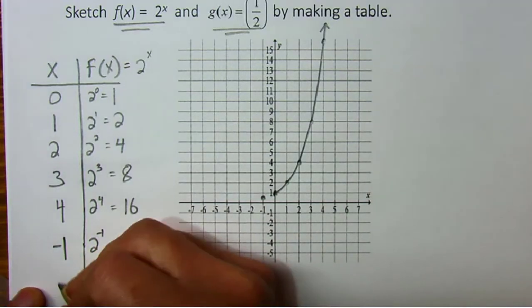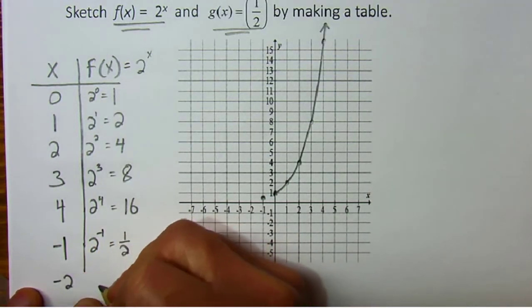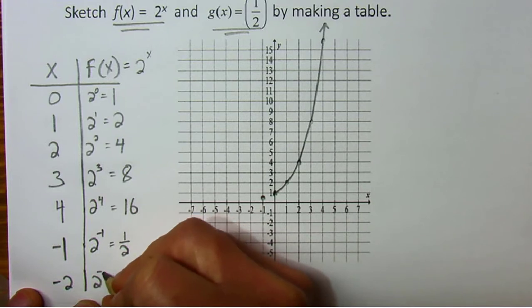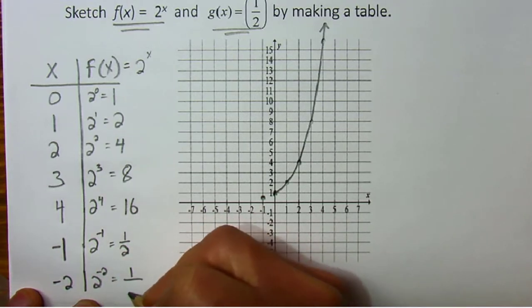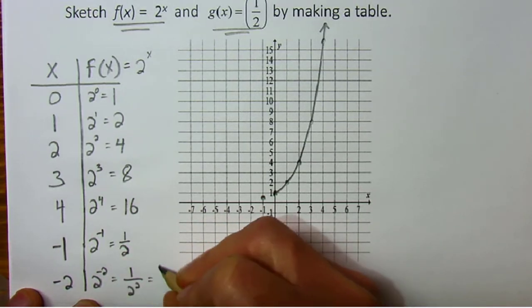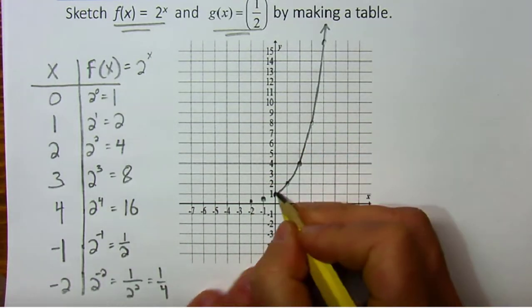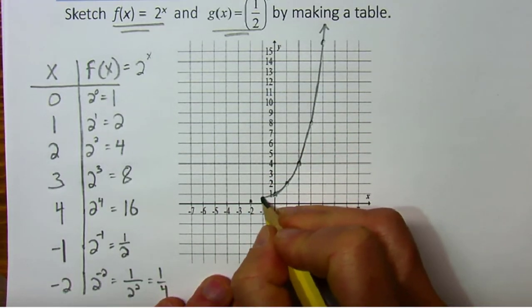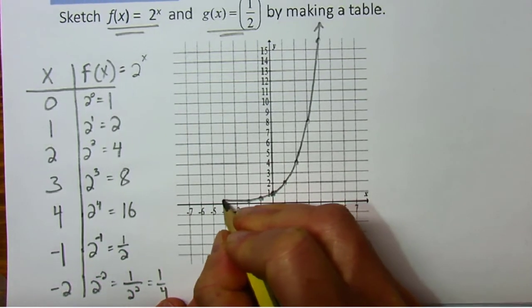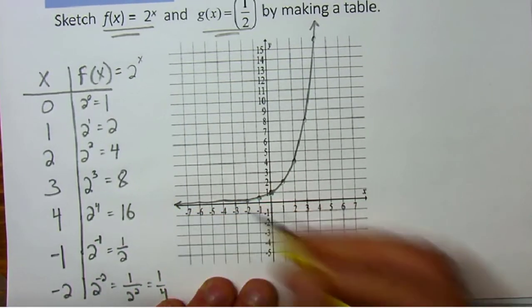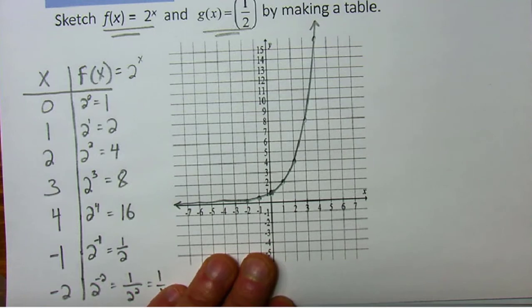Let's use one more point. -2, that's 2 to the -2nd power, which is 1 over 2 to the 2nd power, or 1/4. So 2 to the left, we're down at 1/4. And so this exponential growth, as we go off to the left, actually drops down and gets very, very close to 0, but runs right alongside the axis.